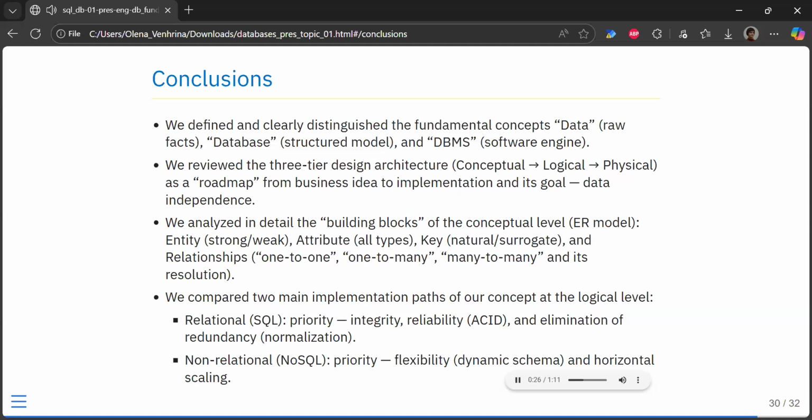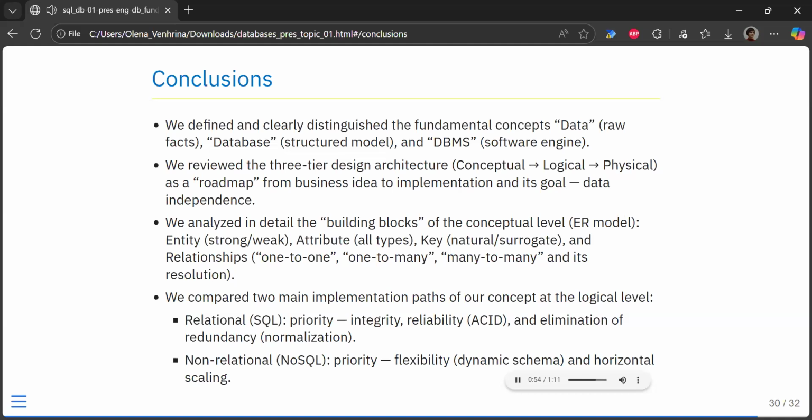Second, we have a design roadmap. We know that any design moves through 3 levels of abstraction, from conceptual, business idea, to logical, technical plan, and to physical implementation on disk. Third, we studied in detail the basis of the first conceptual level, the ER model. We know what entities, attributes, keys are, and most importantly, how to model three types of relationships, one-to-one, one-to-many, and how to correctly resolve many-to-many relationships via an associative entity.